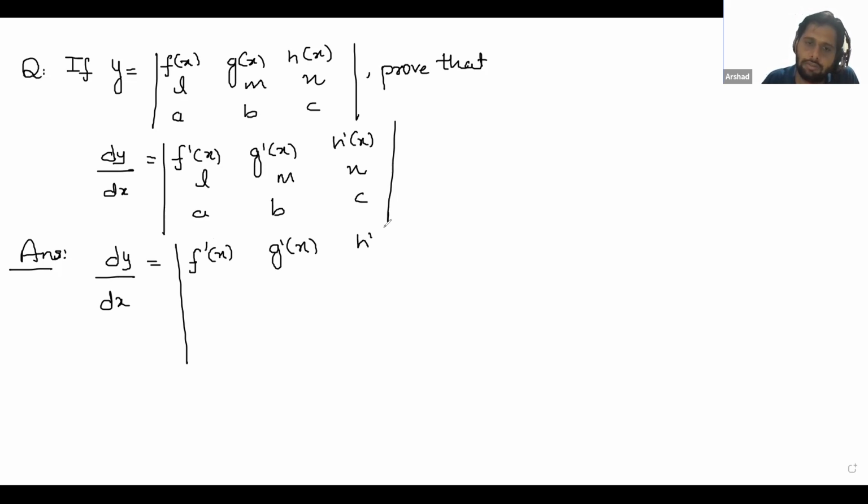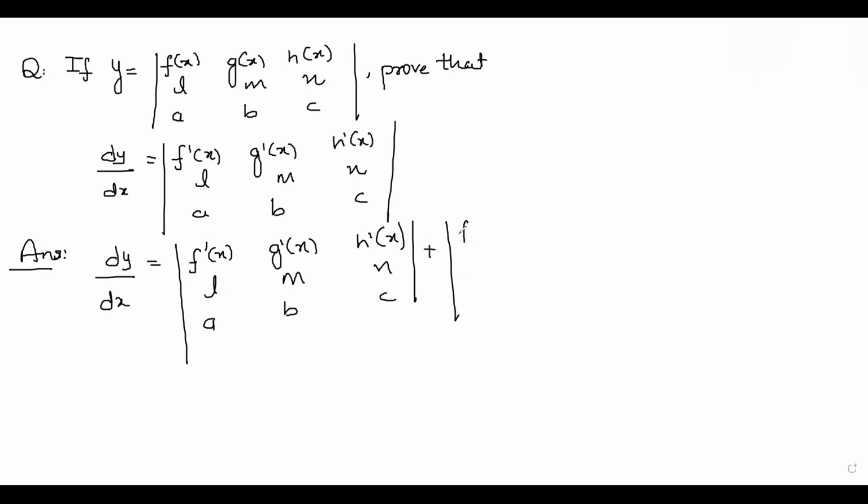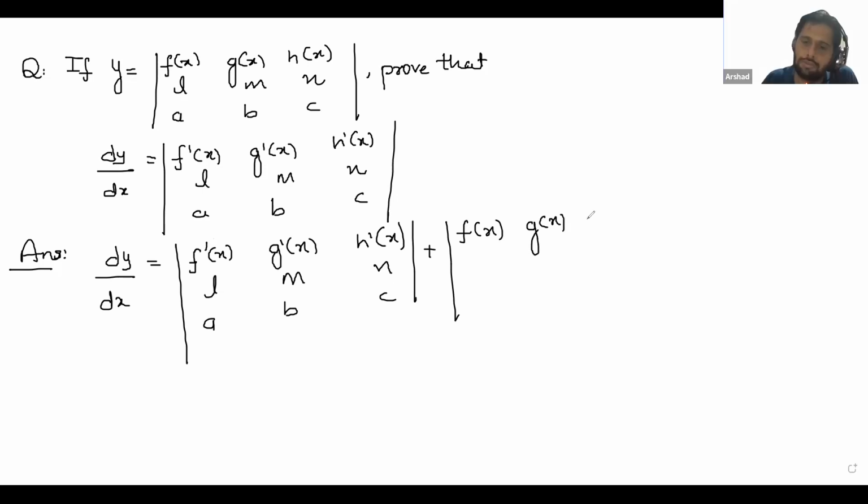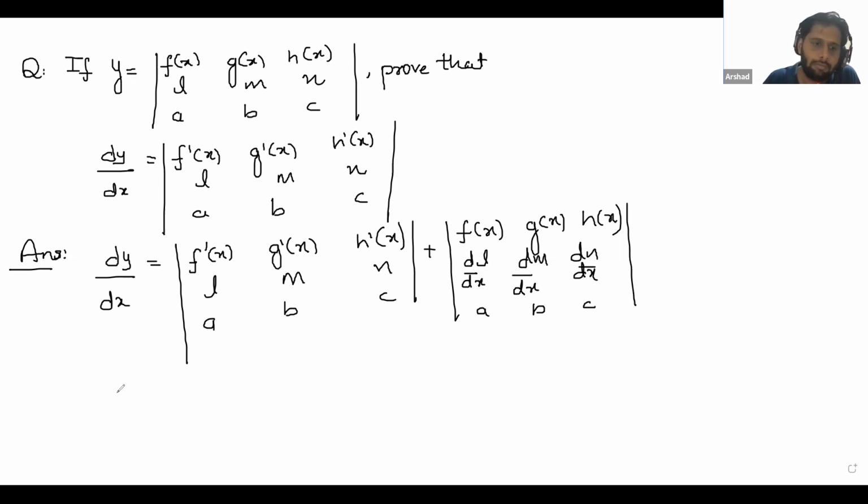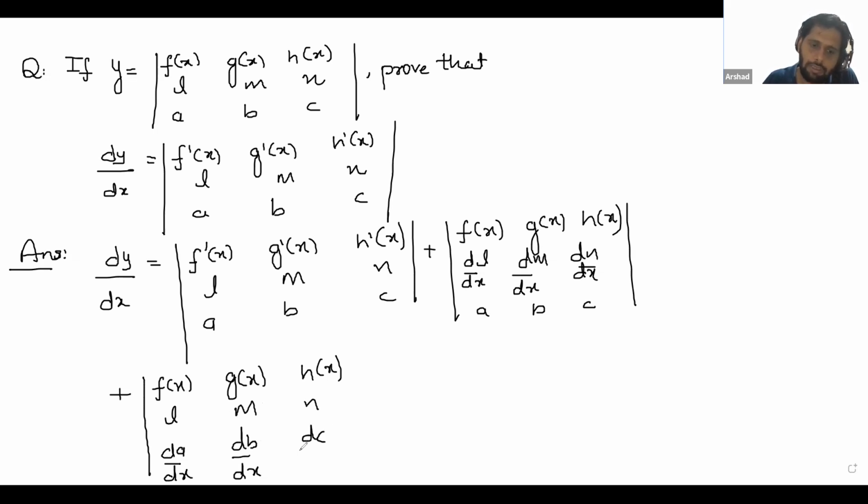If we are finding the derivative of a row, then the rest of the rows will remain as they are: a, b, c. After this, we will differentiate the second row. So f(x), g(x), h(x) remain, differentiate this: dl/dx, dm/dx, dn/dx, then a, b, and c, plus f(x), g(x), h(x). Next, l, m, n as it is, we will differentiate the third row: da/dx, db/dx, dc/dx.